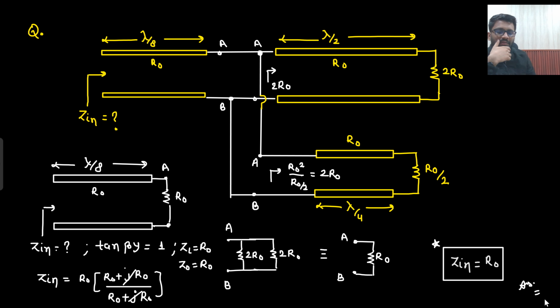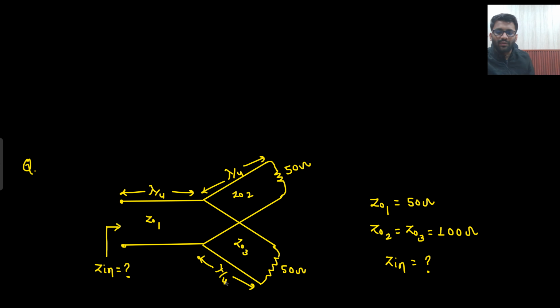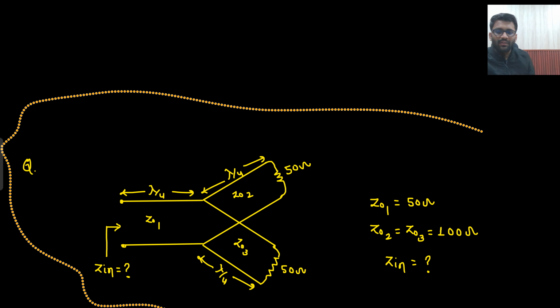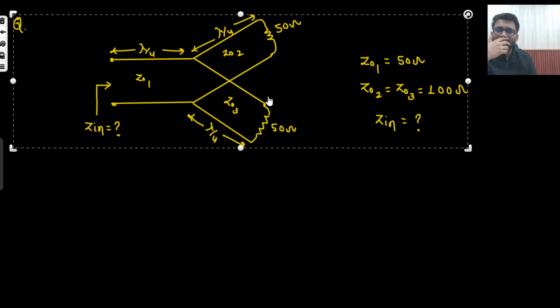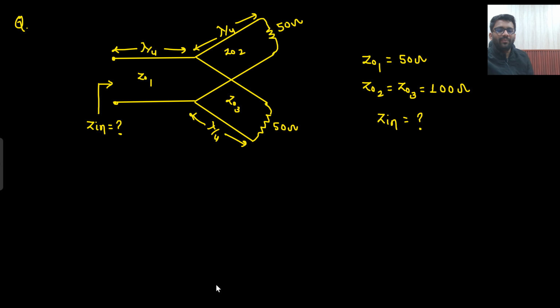Very simple. Input impedance looking from here is R0. This is not tough at all. You just need to keep on solving the transmission line. Try doing this question on your own. You would be able to do it, believe me guys.